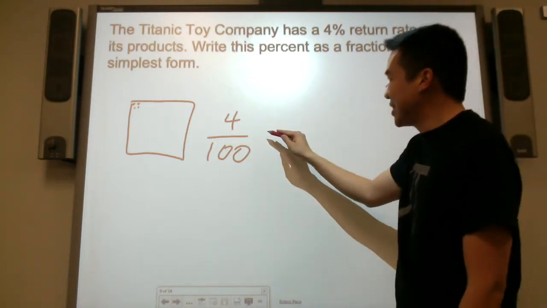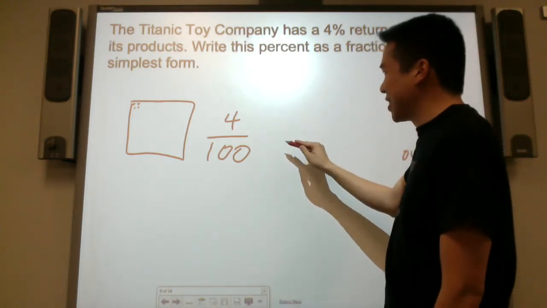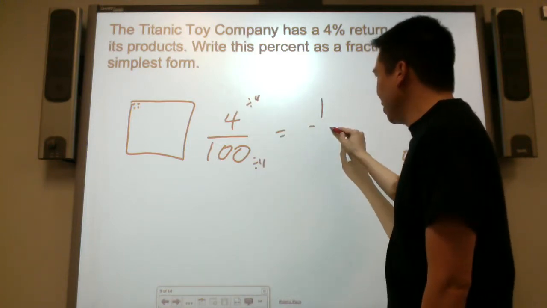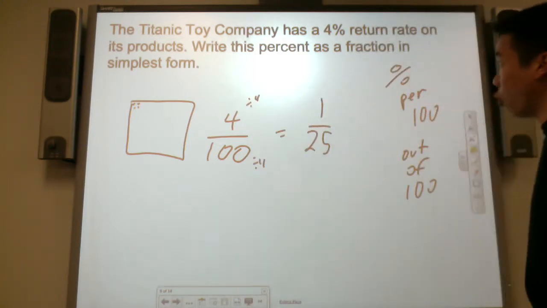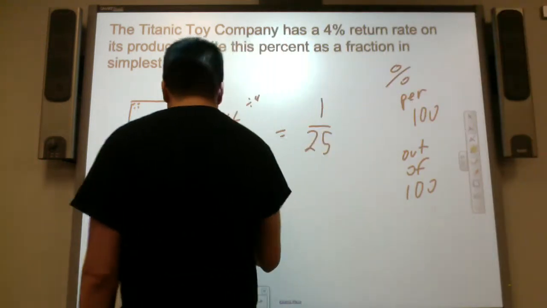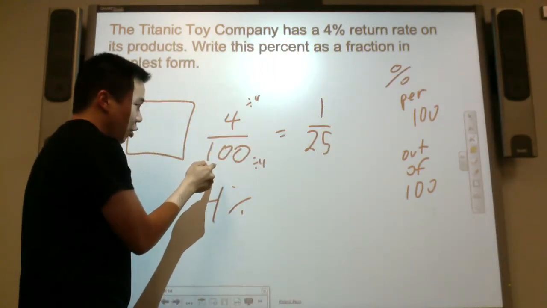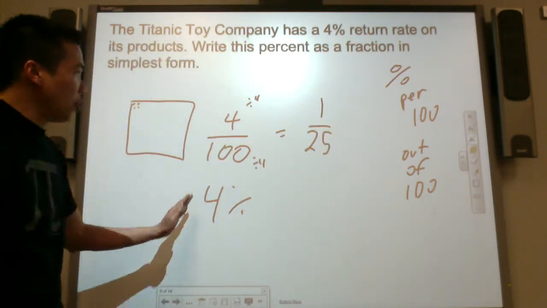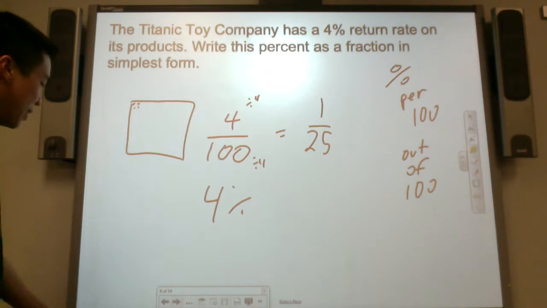Can we break this down by simplifying? Divide both numbers by 4 and you get 1/25. So 4% is the same as saying 4 per 100 or 4 out of 100, which is the same as breaking it down to 1/25. All three of these mean the exact same thing.